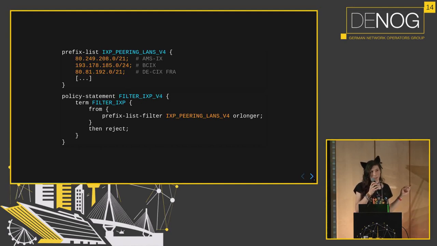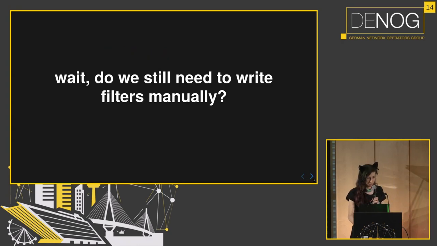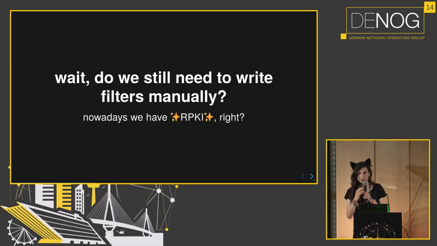This is fine. But, well, this doesn't help us if all our peers don't apply these filters, because let's face it, maybe they don't have the time, maybe they don't have enough engineers, or they are not aware of that issue. So do we still have to write these filters manually? We have RPKI nowadays, right? So is there a solution for that? We can create our ROAs for the peering LAN and set a max prefix length, and then nobody can announce a more specific to us, right?